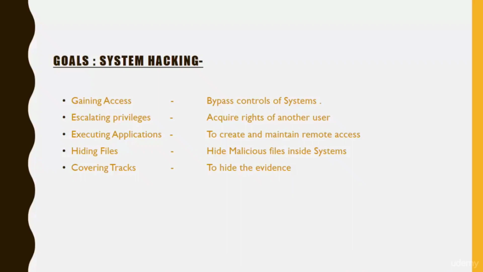For executing applications. Hiding files: hide malicious files inside systems, that is called hiding files. Covering tracks: hide your evidence so that nobody can trace you, that is called covering tracks. So these are the 5 goals of system hacking you should know initially.